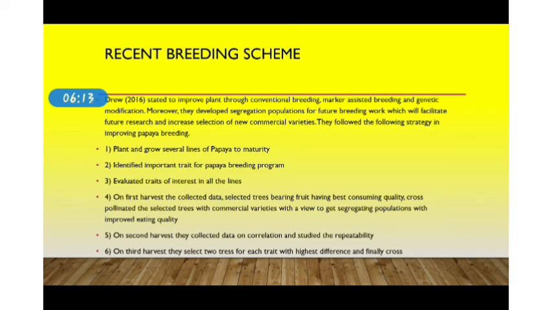It includes the following methods: plant and grow several lines of papaya to maturity, identify important traits for the papaya breeding program, and evaluate the traits of interest in all the lines. On first harvest, the collected data of the selected trees bearing fruit having best eating quality were cross-pollinated with commercial varieties with the view to get a segregating population with improved eating quality. On second harvest, they collected data on correlation and studied the repeatability. On third harvest, they select 2 trees for each trait with a high difference and finally cross.